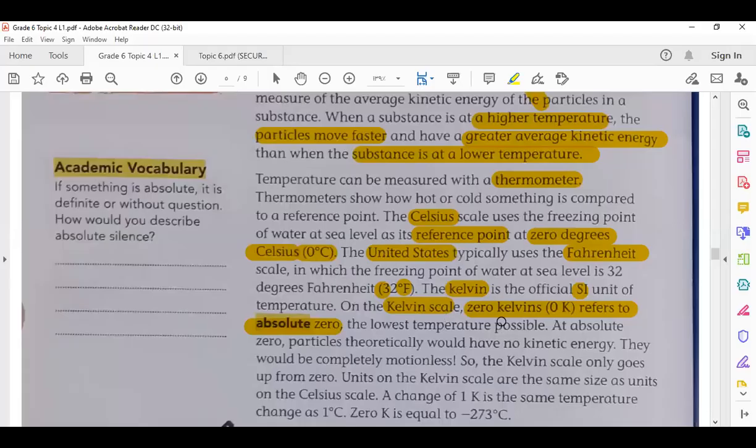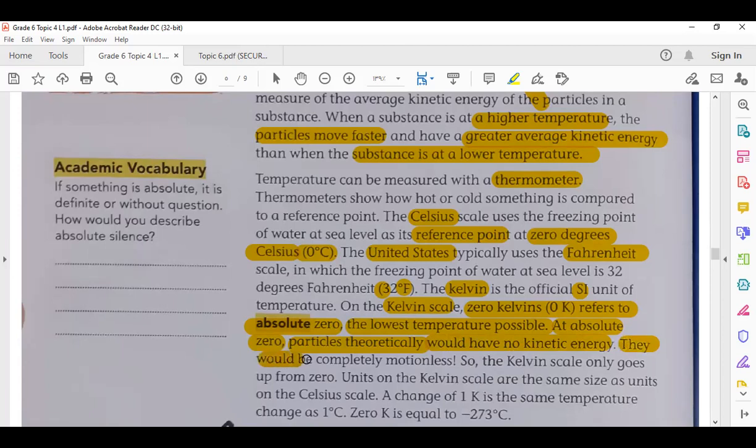Again, please listen to me. 0 Kelvin refers to absolute zero. It is the lowest temperature possible. Please, 0 Kelvin or absolute zero is not equal to 0 degrees Celsius. What is the meaning of absolute zero? Particles theoretically, theoretically means imaginary, would have no kinetic energy, which is impossible. That means it will freeze.